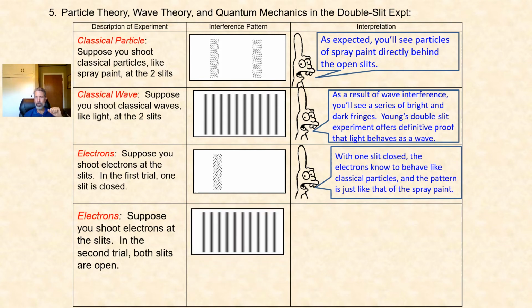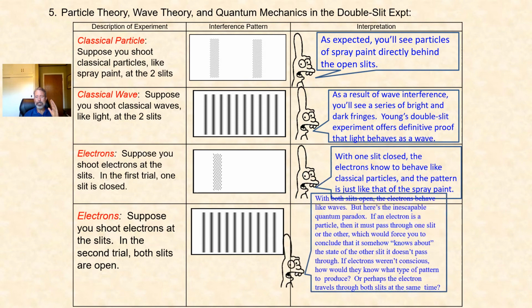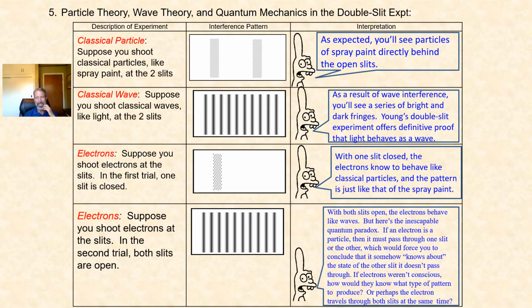And what you find is that you get the interference pattern, which suggests that when both slits are open, those electrons are behaving as waves. In one case, the electrons behave as particles. In the other case, they behave as waves. So here is the interesting part. Let's review here. As Bongo was saying, with both slits open, the electrons behave like waves. Here is the inescapable quantum paradox.